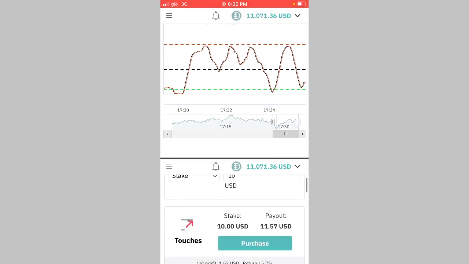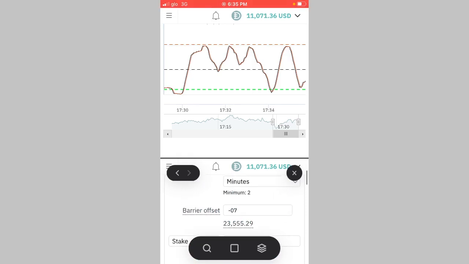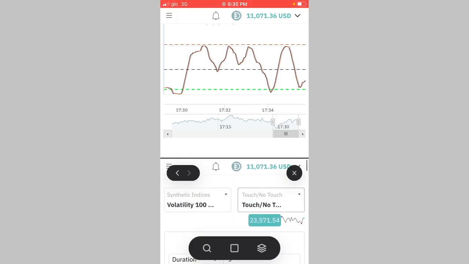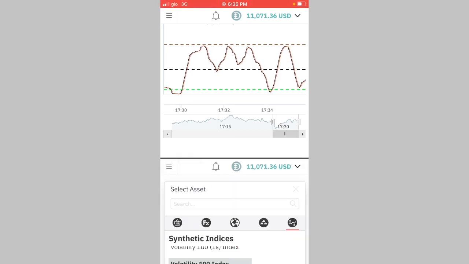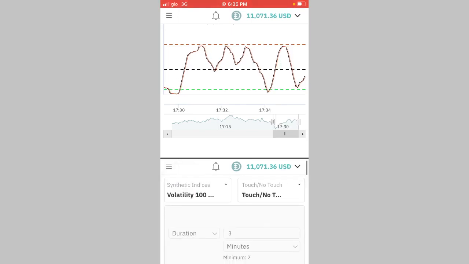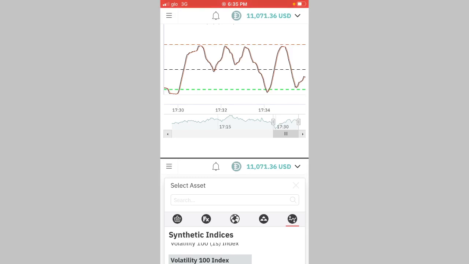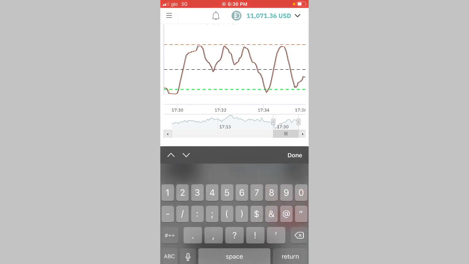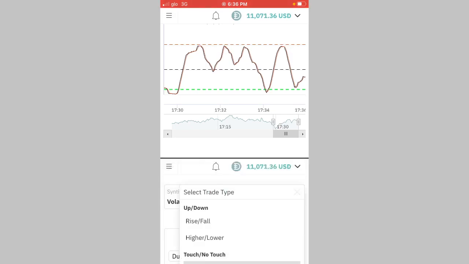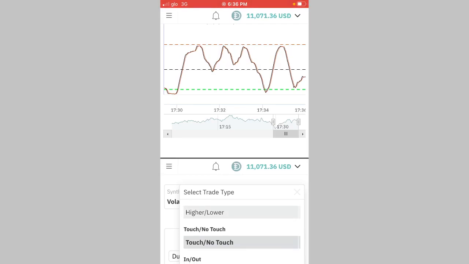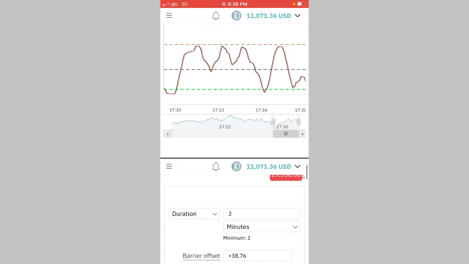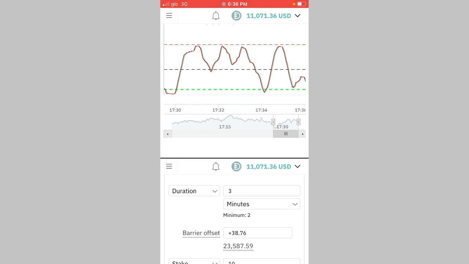For setting up this strategy, all you need to do is select your volatility 100 index. It should be on volatility 100 index. Once you select volatility 100 index, then you go to your touch, you select your touch no touch. This strategy is the best strategy that I've ever created.